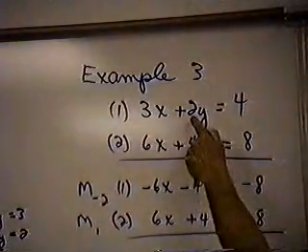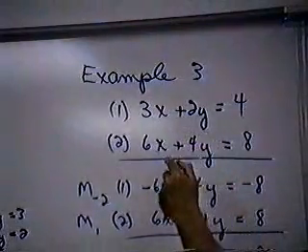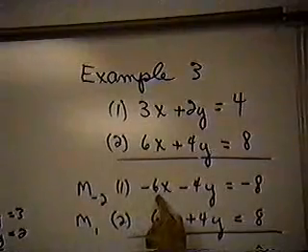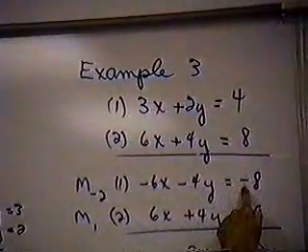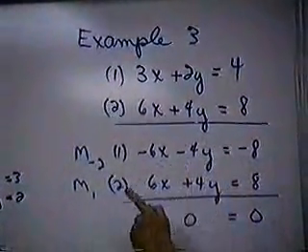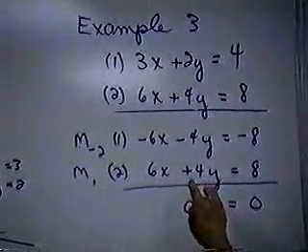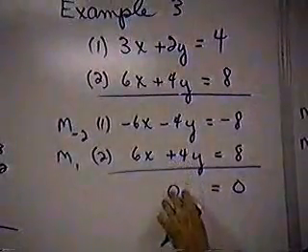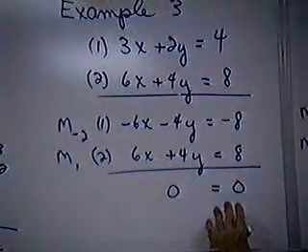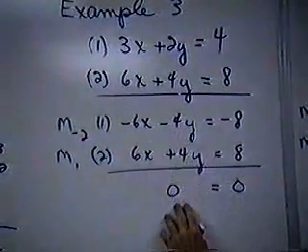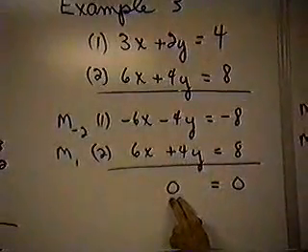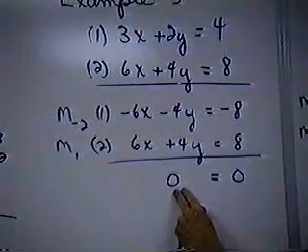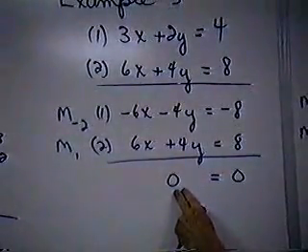So let's see. Let's multiply the top one by minus 2 to make this a minus. So we'll multiply equation 1 by minus 2. So we get a minus 6x, minus 4y, minus 8. Bottom equation by 1, or just copy the equation down, whichever way you want to think of it. And now what happens? When we add here, everything drops out. The letters drop out. If the letters drop out, then you have special cases.